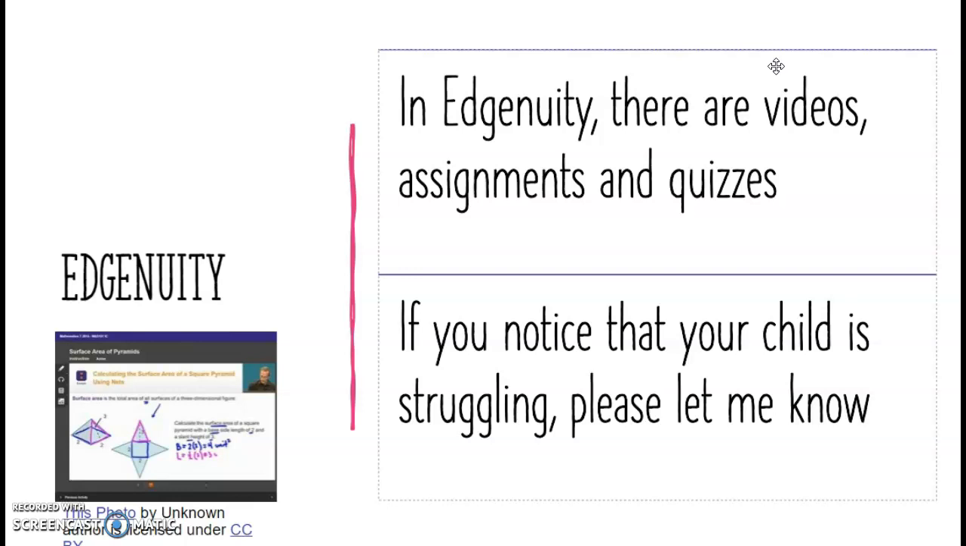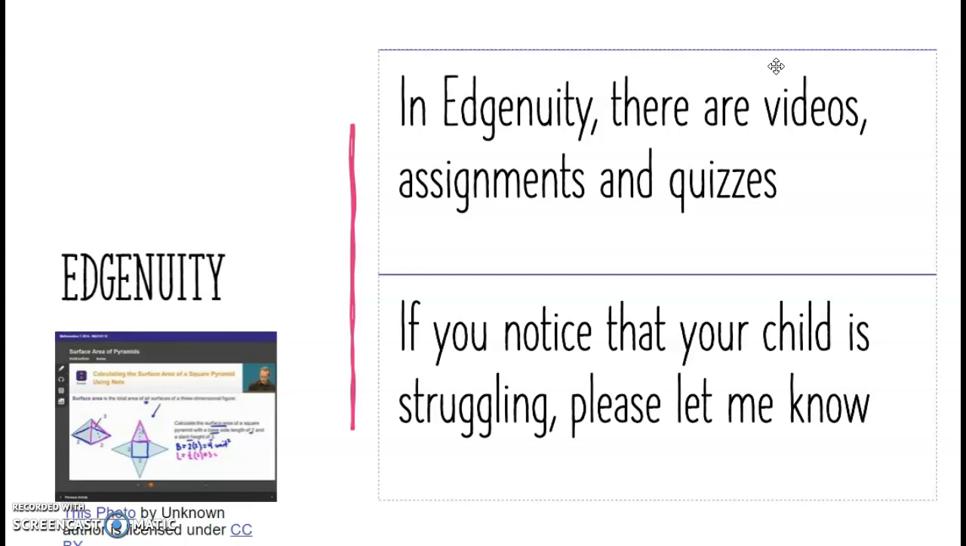So I think it's going okay. Some of it is difficult, but they have everything in there in Edgenuity that you would need. So videos that they can go back and watch on how to solve problems. All the assignments are in there and the quizzes are in there. And so what I'm doing is I'm taking their grades from that and I'm putting it into iPass, which is how we are doing the grading.